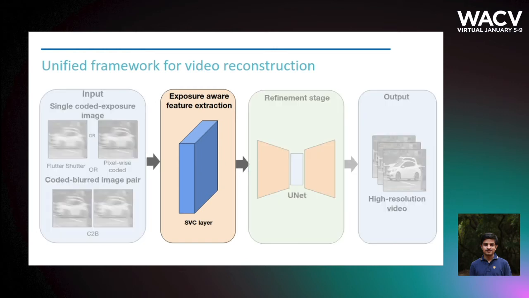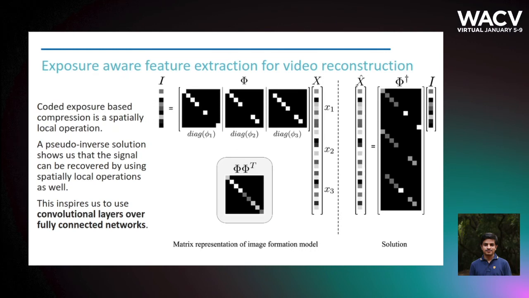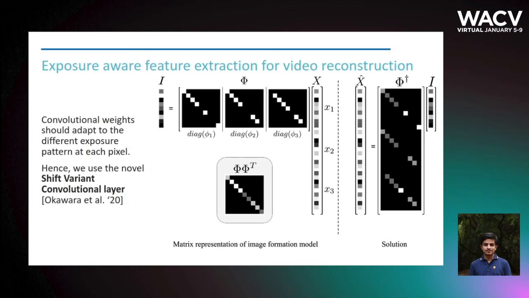Next, we will look at our exposure-aware feature extraction stage in detail. Coded exposure techniques multiplex the temporal dimension of the signal into compressed measurements. A pseudo-inverse solution to this problem shows us that the signal can be recovered by using spatially local operations. Hence, fully connected networks that provide global connectivity are overkill, and we instead use convolutional layers. However, the convolutional layer weight should adapt to the different exposure pattern at each pixel. Such functionality is provided by the recently proposed spatially varying convolutional layer, which forms the first stage of our proposed framework.